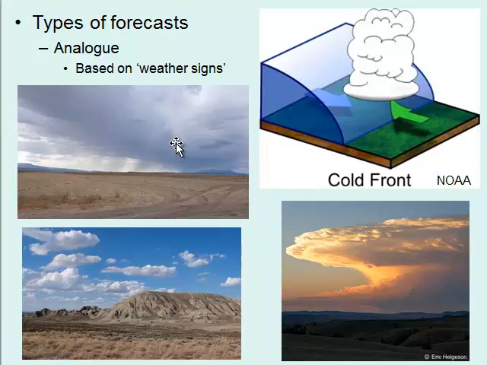So you can also use analog. So this is based on weather signs. So certain things indicate something might be on the way. So cold fronts, there's certain triggers and signs to show that a cold front is coming or a warm front is coming. Your textbook has some great charts that describe exactly what some of those signs are. So if you're curious, you should check that out.